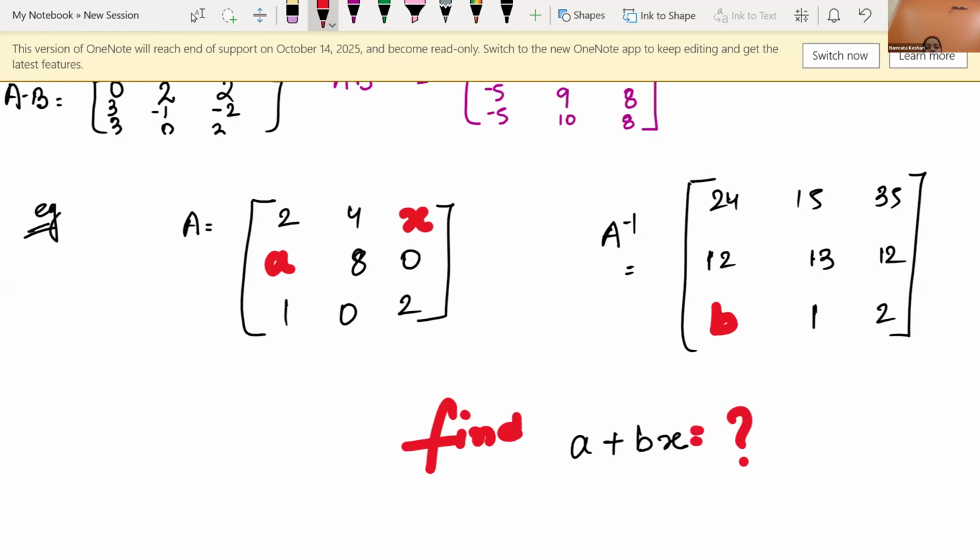Okay, now the question is how we will do that. Are we going to take this A? We need to find the determinant, we need to find the inverse, I mean the adjoint, and we need to compare with that. That way we can still go, but it will be really tedious.